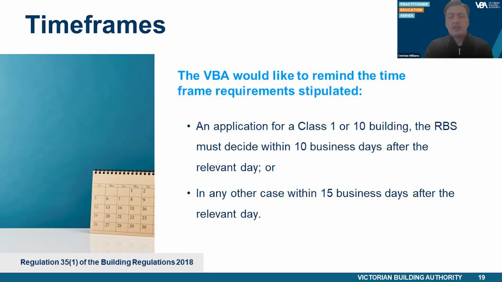Furthermore, Section 19(3) of the Act stipulates that the RBS is taken to have refused a building permit if the application is not decided within the prescribed time.